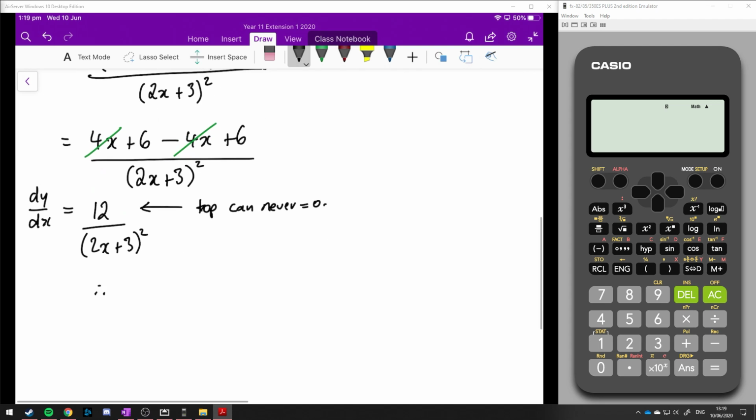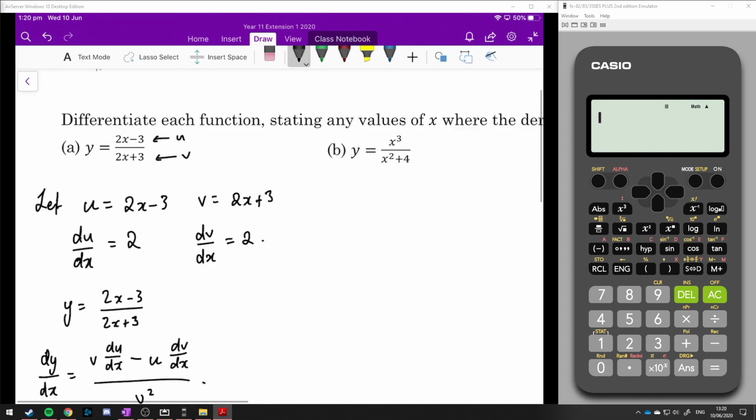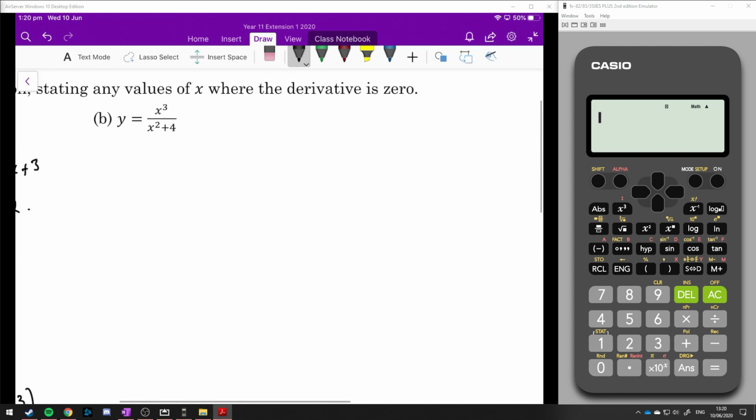So therefore, there are no zeros in this function. Because the top can never be equal to 0, there are no zeros in this function whatsoever. So whenever we graph this function, there's actually no point on the function where the tangent it makes with the curve is going to be flat. So that's part A.